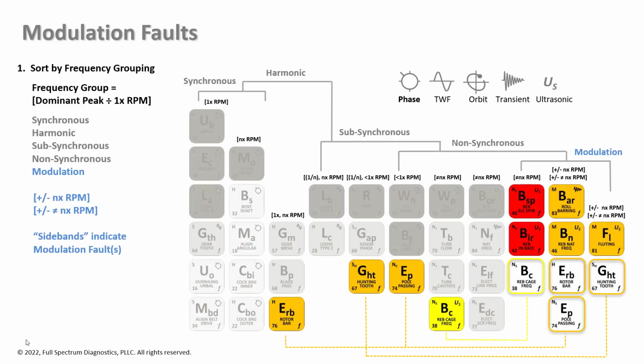For this, modulation faults has a little different profile than other groups. The actual modulation faults, you can have a ball spin frequency that has cage sidebands. You can have an inner race defect on a rolling element bearing, and it'll have 1 times RPM modulation. You can have barring in a paper plant, and obviously we don't have a paper plant here, so this isn't going to be one of the problems.